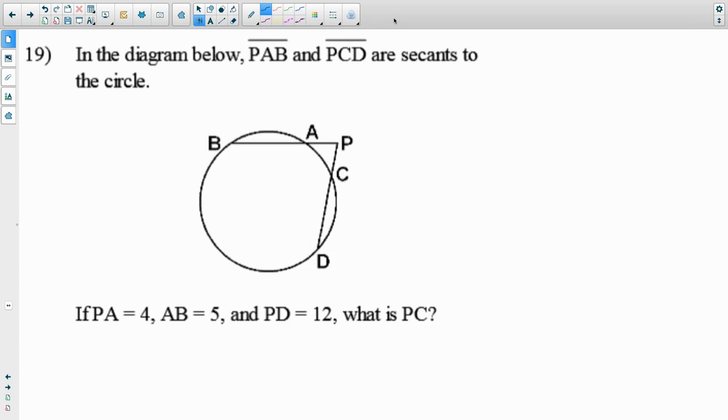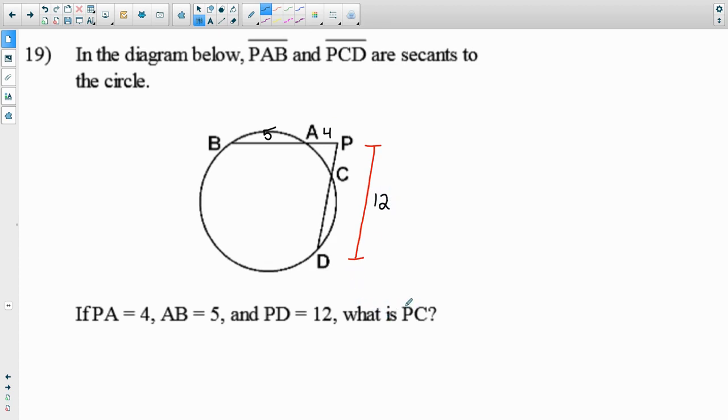Okay, here's example number 1. Question 19. In the diagram below, PAB and PCD are secants to the same circle. If PA is 4, okay, I'm going to put in some of these numbers as we go along here. If PA is 4 and AB is 5 and PD, now whenever they refer to a whole entire secant, I like to draw that line here, and PD is the whole entire secant. So that entire secant is 12.